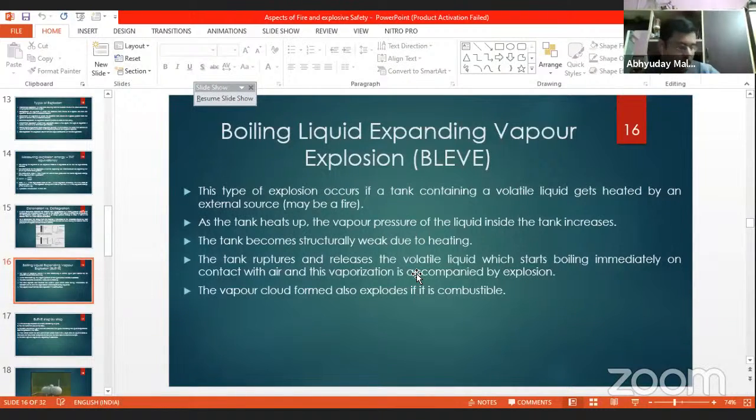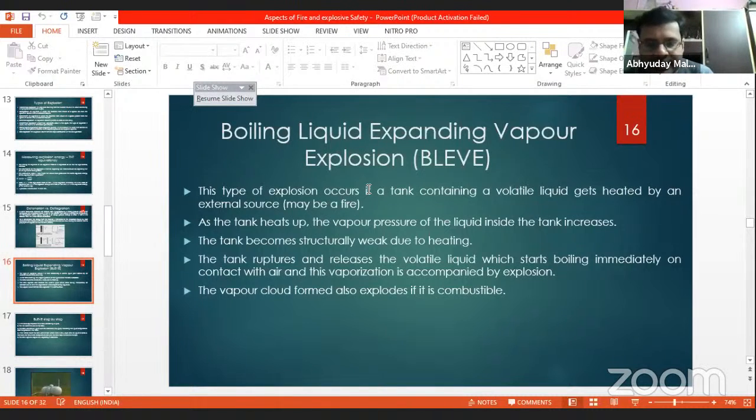Now, as we are discussing BLEVE, let us come to this. What is a boiling liquid expanding vapor explosion? This type of explosion occurs if a tank contains a volatile liquid, which is a liquid with a very low boiling point. That is, it is prone to get vaporized very quickly, and volatile liquids are generally very combustible or flammable.